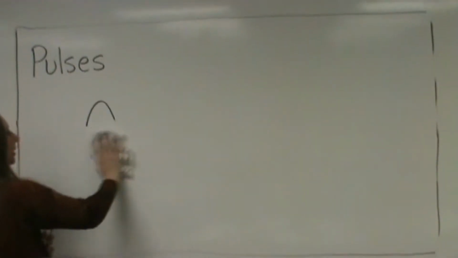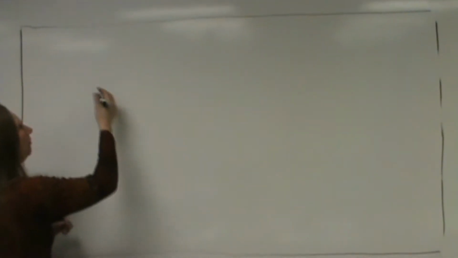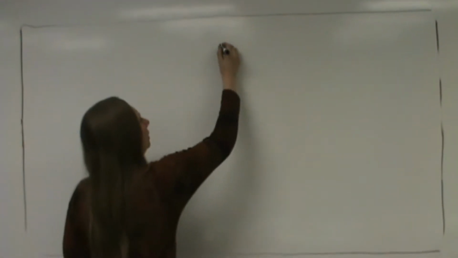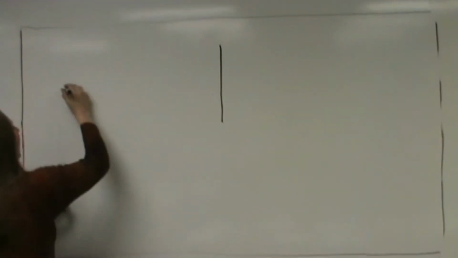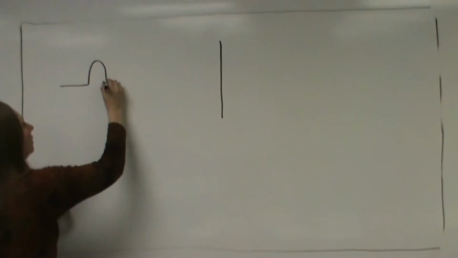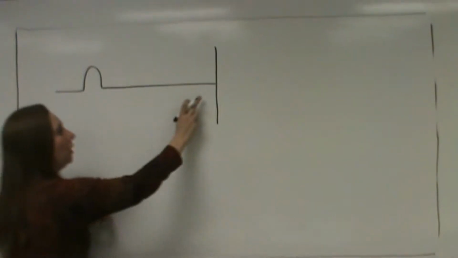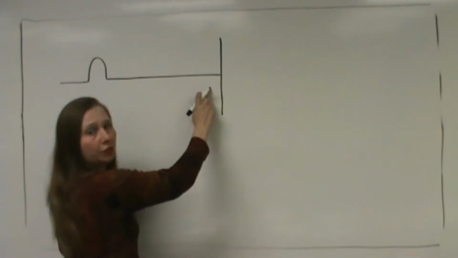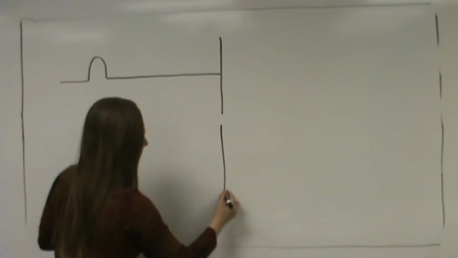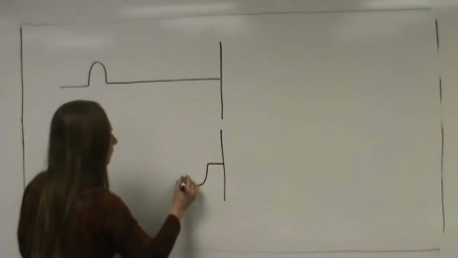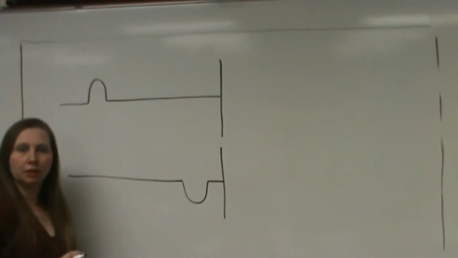Now let's talk about basic reflection. When you tie a piece of string to a rigid object, like a wall, and you send a pulse down the string, that pulse will reflect off of the rigid wall. When it reflects off of the rigid wall, it comes back inverted compared to the original direction.